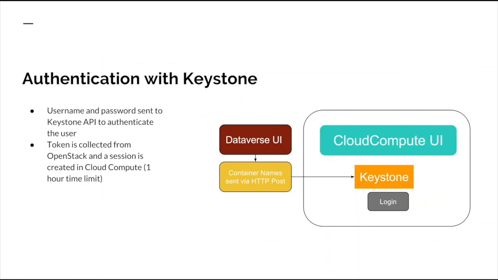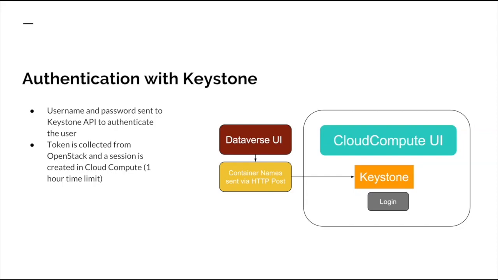Once a user has clicked on the compute button in the prior screen, they are sent to the CloudCompute UI, where they then must be authenticated with Keystone. Keystone is the authentication API provided by OpenStack. We send the username and the password to the Keystone API to authenticate the user, and what we get back is a token that's set in a cookie that allows a user to continue using any of the OpenStack APIs as long as they're authenticated and their cookie is still present. After 1 hour, the cookie expires and the user must re-authenticate themselves with our user interface.